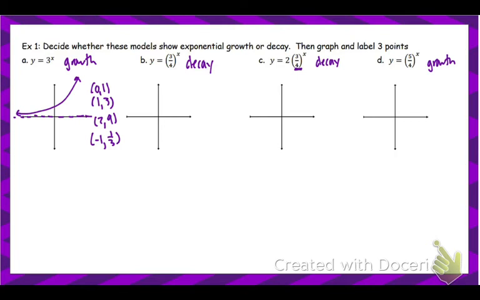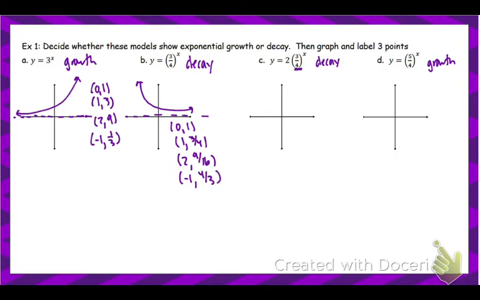All right, let's do decay. Same shape, but going to go in the opposite direction. And again, goes through (0, 1), (1, the base), (2, the base squared), which would be 9 over 16, a smaller fraction. And then (-1, that reciprocal).